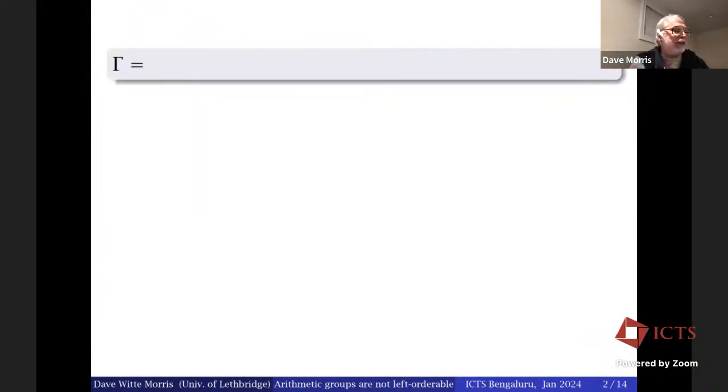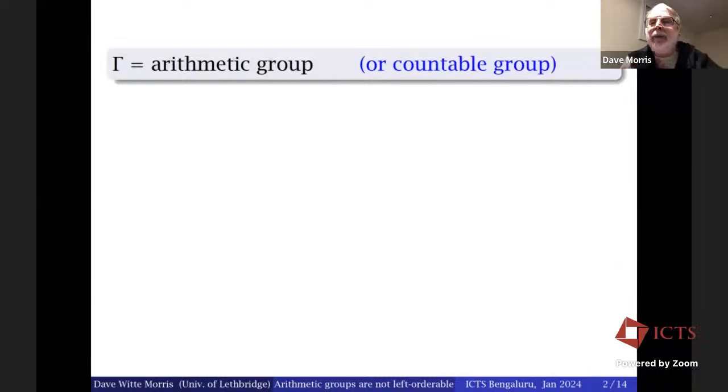As Venki said, I'm going to talk about orderable groups. In this talk, gamma is always going to be an arithmetic group, or to be more like the previous talk, gamma is a lattice in a semi-simple Lie group. It's the same thing for my purposes. But at the very start, you could take gamma to be any countable group. Later on, I definitely want to think about just arithmetic groups or lattices, however you want to say it.